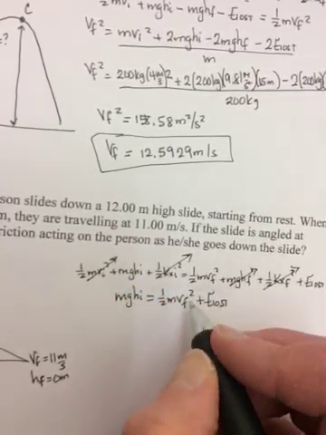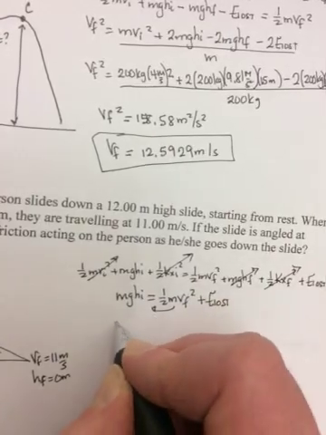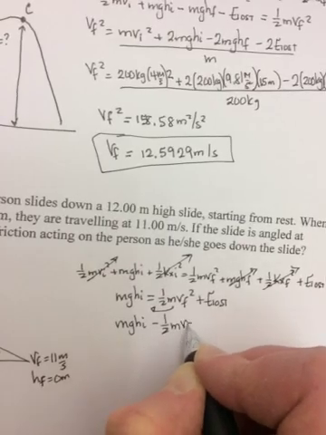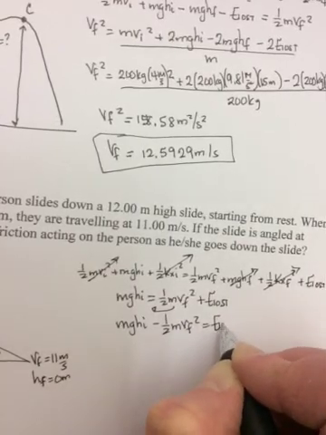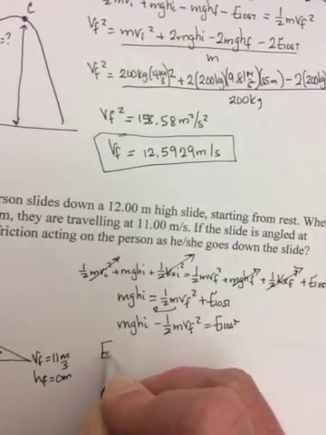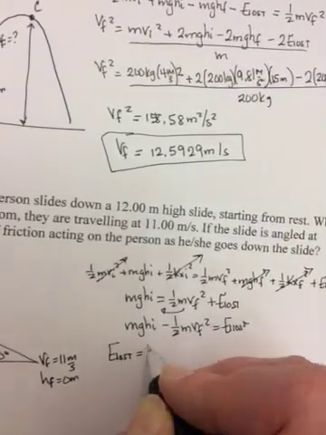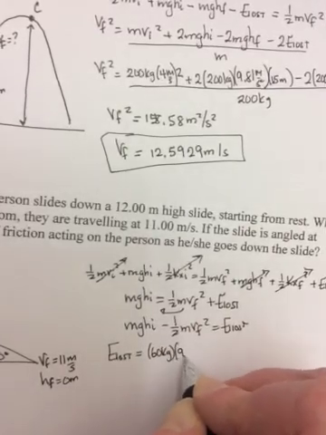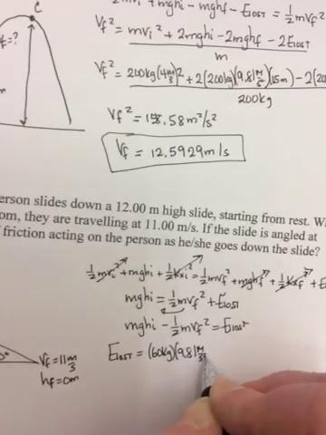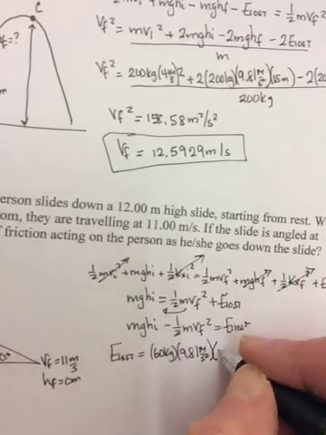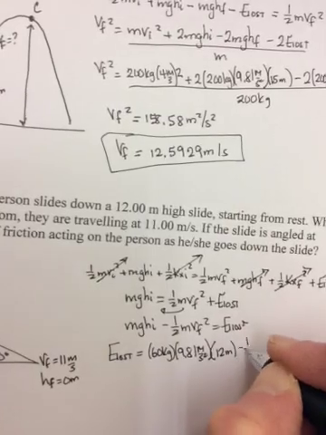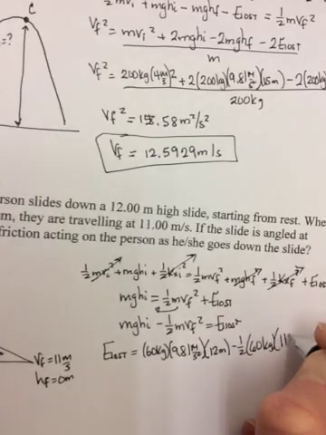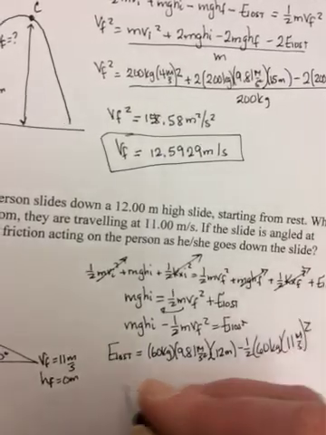You cannot cancel the m's. You're going to take this term over, so it'll be mgh_i minus 1/2 mv_f squared equals E lost, and now fill your numbers in. So E lost will equal, the mass was 60 kilograms, so 60 times 9.81 meters per second squared, and the height was 12 meters, minus 1/2, 60 kilograms, and the speed at the bottom 11 meters per second, and that gets squared.